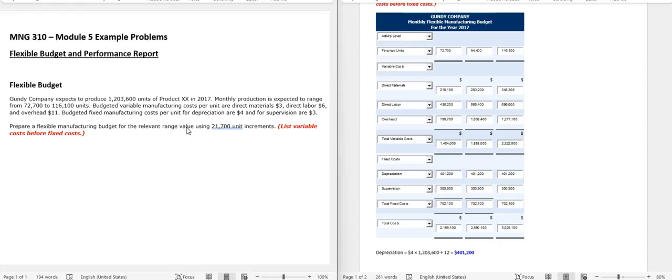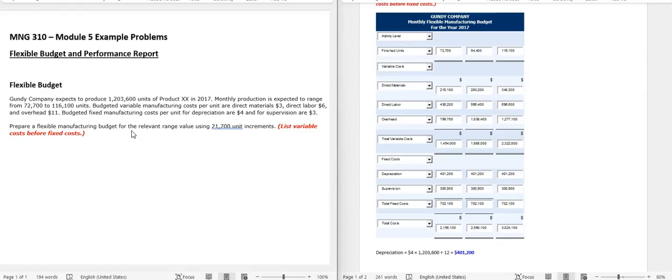The concept of preparing a flexible budget can be applied to this example, which is a flexible manufacturing budget, or it could be a flexible income statement or a flexible budgeted balance sheet or a flexible sales budget, right? It doesn't really matter what budget that we are creating a flexible budget for. The concept is still the same.